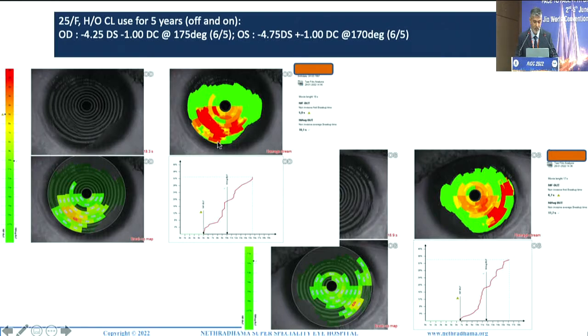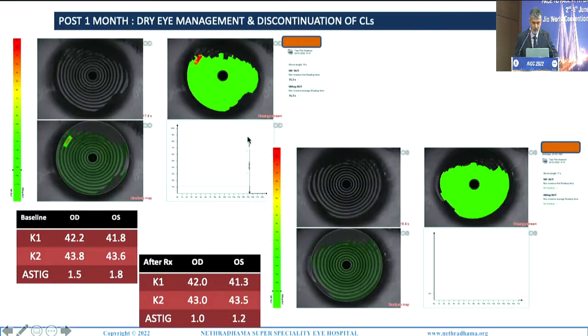The tear film again shows that the first non-invasive TBUT breakup is at around 5 seconds, which is abnormal, but the average is around 10.3 there. So the first breakup is abnormal, and she has some amount of abnormality. So we stopped the contact lens, put her on lubricants, and managed the dry eye, and you can see how it improved. And you can see now that the tear film is much better, and the first breakup time and the average breakup time are almost at the same level, more than 10 seconds, which is normal.